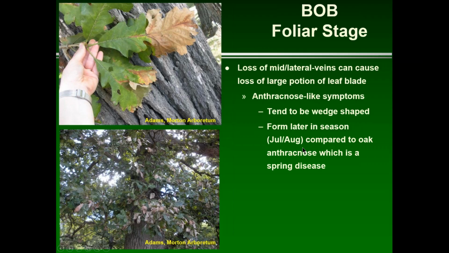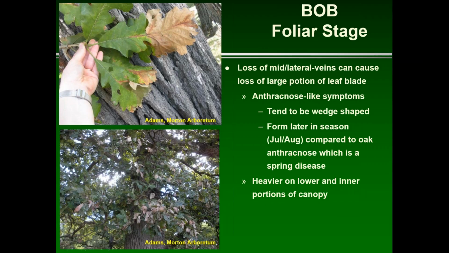If we were comparing that to oak anthracnose, we realize that is a spring disease, which tends to show up in the early spring. So that can be one means of separating oak anthracnose, which is going to be a spring disease, from the foliar stage of BOB, which is going to be developing later on in the season compared to oak anthracnose. The diseases tend to be heavier on the lower and inner portions of the canopy.